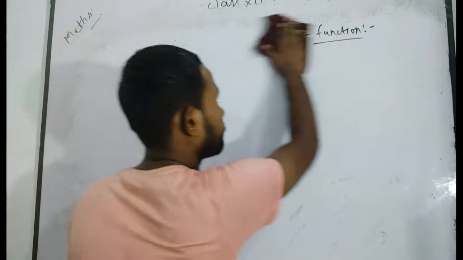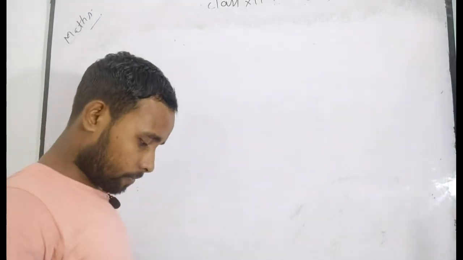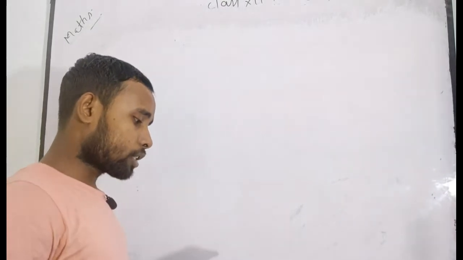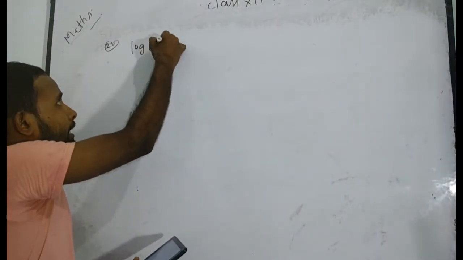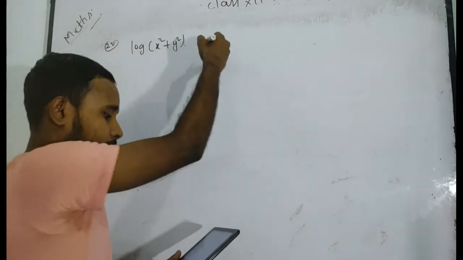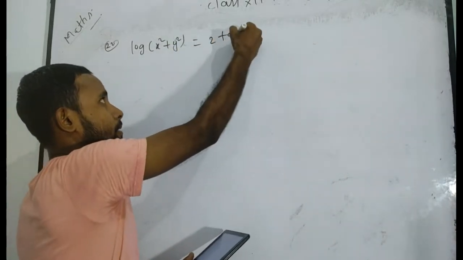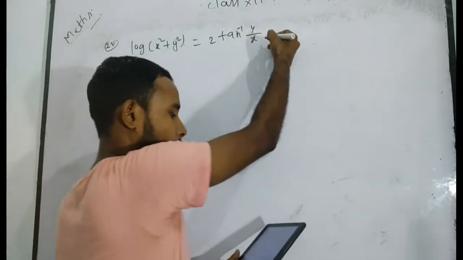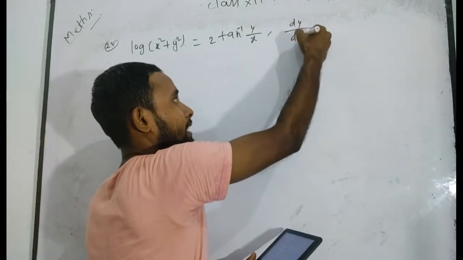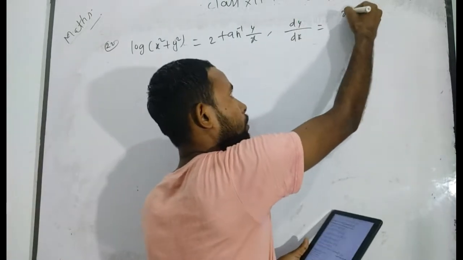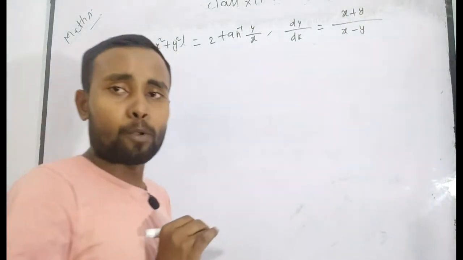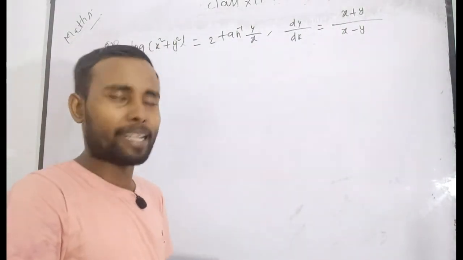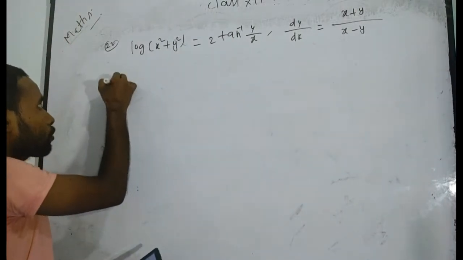See here, question 22. The function is given: log(x square plus y square) is equal to 2 times tan inverse (y upon x), and you have to show that dy/dx is equal to (x plus y) divided by (x minus y). Now, how can you solve this problem?